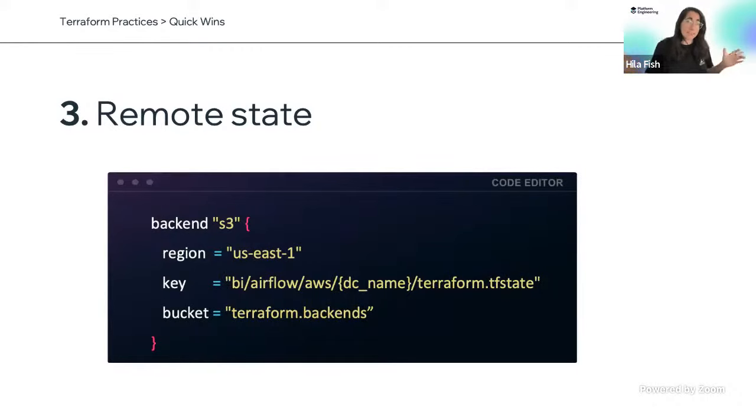The next and last thing in the quick win section is remote state. By default, Terraform works with local state, and remote state helps scale your team because everything is remote and you have one source of truth. So this is a way to set up remote state in an S3 bucket. But as I said, you can do that for any cloud provider.